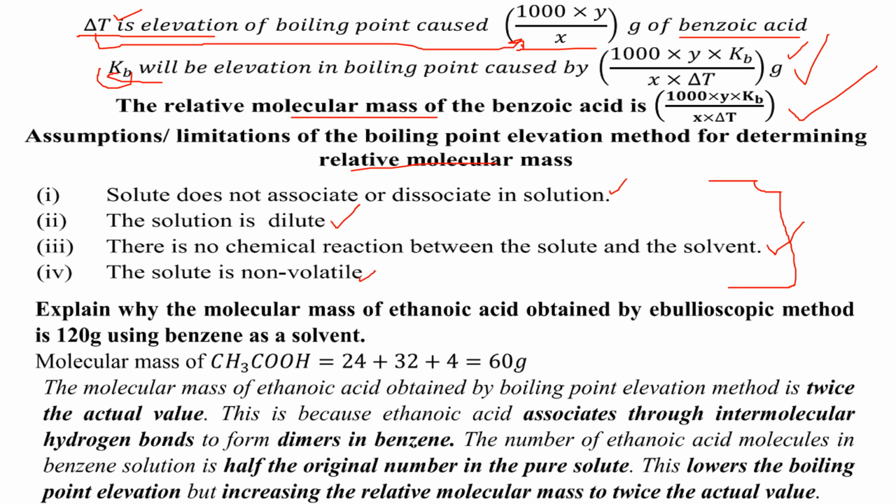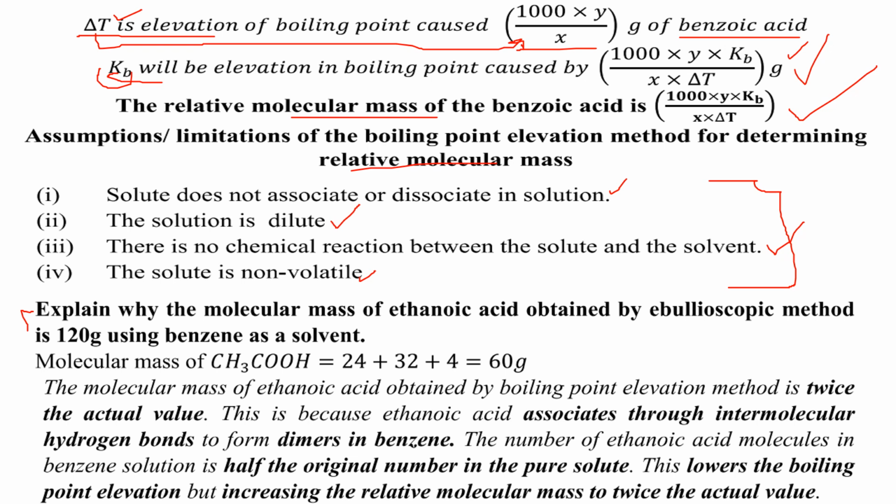Now, what if the solute is non-volatile? Or what if the solute associates or dissociates? For example, look at this question. We told you to explain. Now remember, I told you the higher the number of solute particles in the solution, the higher the value of the colligative property affected. And I also told you that the higher the value of the colligative property, the lower the relative molecular mass, and the lower the value of the colligative property, the higher the relative molecular mass. That means that colligative property is inversely proportional to relative molecular mass.